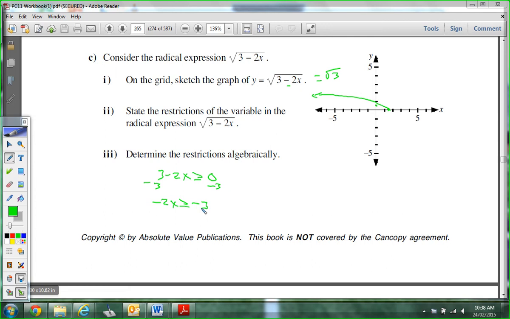Okay, so what do I do now? What do you have to do when you divide by a negative with inequalities? Do you forget? You've got to flip it. Whenever you divide by a negative, you have to flip the sign.